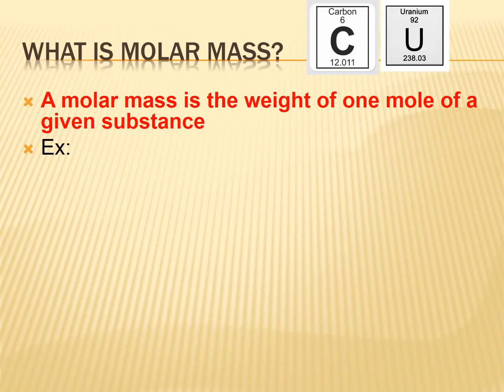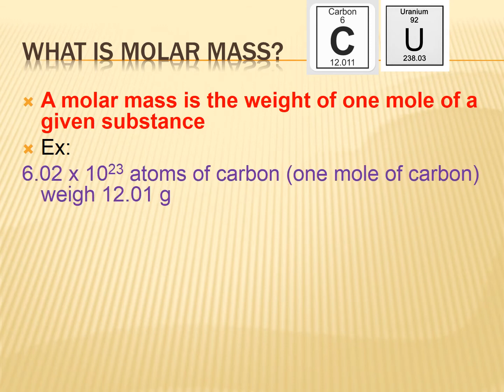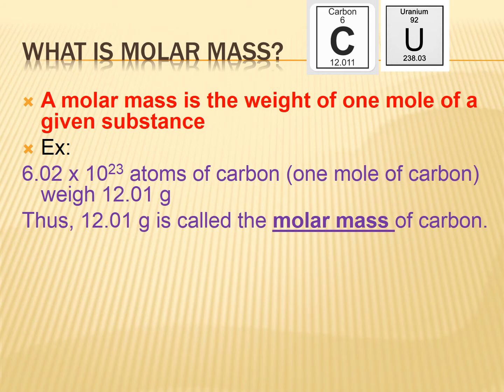So, all right, what about this thing called molar mass? A molar mass is the weight of 1 mole of a given substance. So if I have 6.02 times 10 to the 23rd atoms of carbon, we just look on the periodic table and it weighs 12.01 grams. Right there. We don't even have to memorize it. So 12.01 grams, that's called the molar mass of carbon.